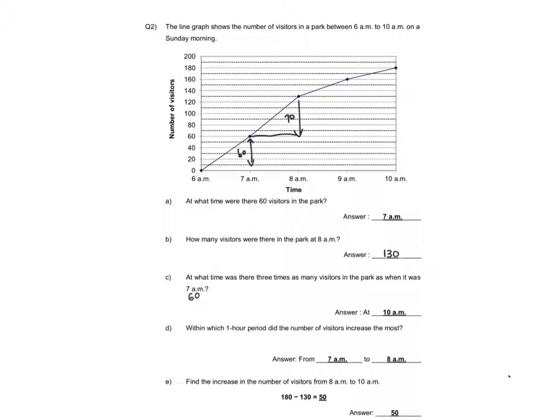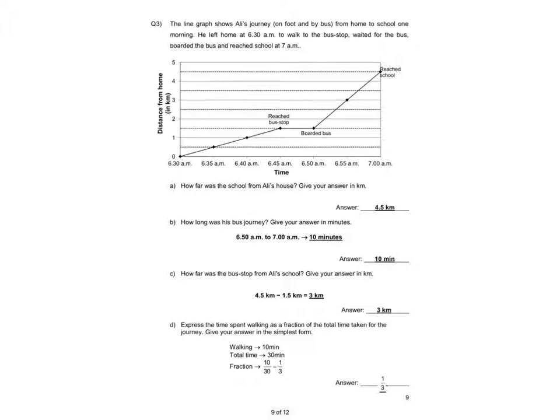Okay, the most increase. So find the increase in the number of visitors from 8 to 10. 8 to 10, 8 is here. 8 is 130. 10 is 180. So there is an increment of 50 visitors. So you just use 180 minus this one. Okay, number statement, very important. Now the next question, quite interesting.